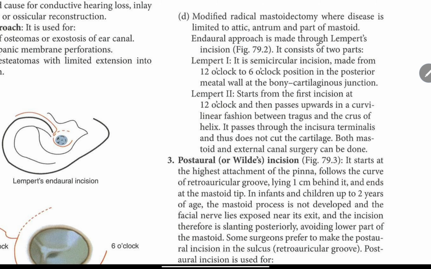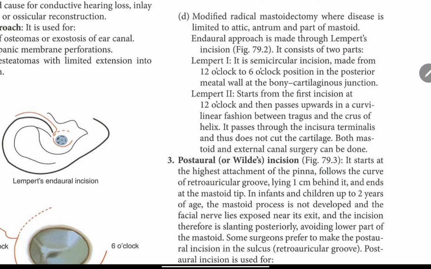Endoral approach is made through Lempert's incision. It consists of two parts. Lempert 1, it is a semicircular incision made from 12 o'clock to 6 o'clock position in the posterior meatal wall at the bony cartilaginous junction. Lempert 2 starts from the first incision at 12 o'clock and then passes upwards in a curvilinear fashion between the tragus and the crus of helix. It passes through the incisura terminalis and thus does not cut the cartilage. Both mastoid and external canal surgery can be done.